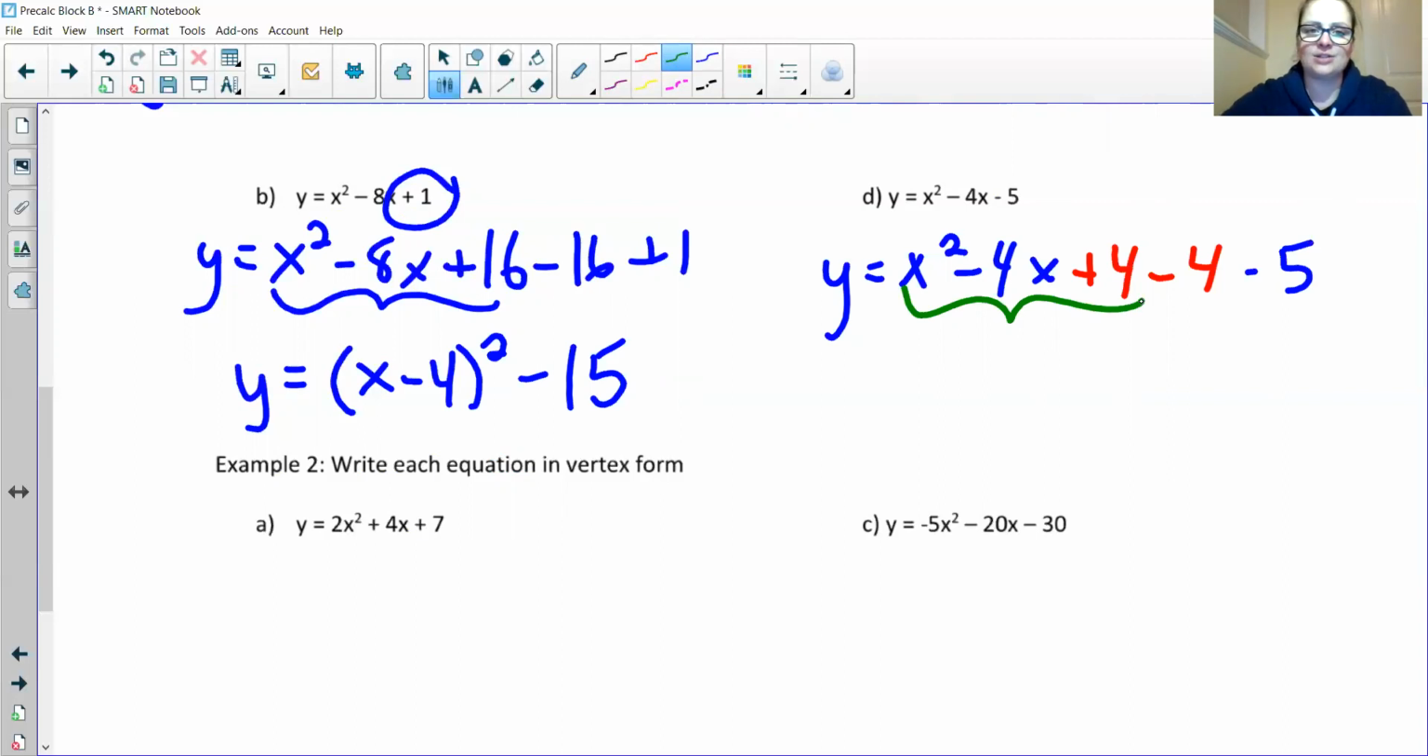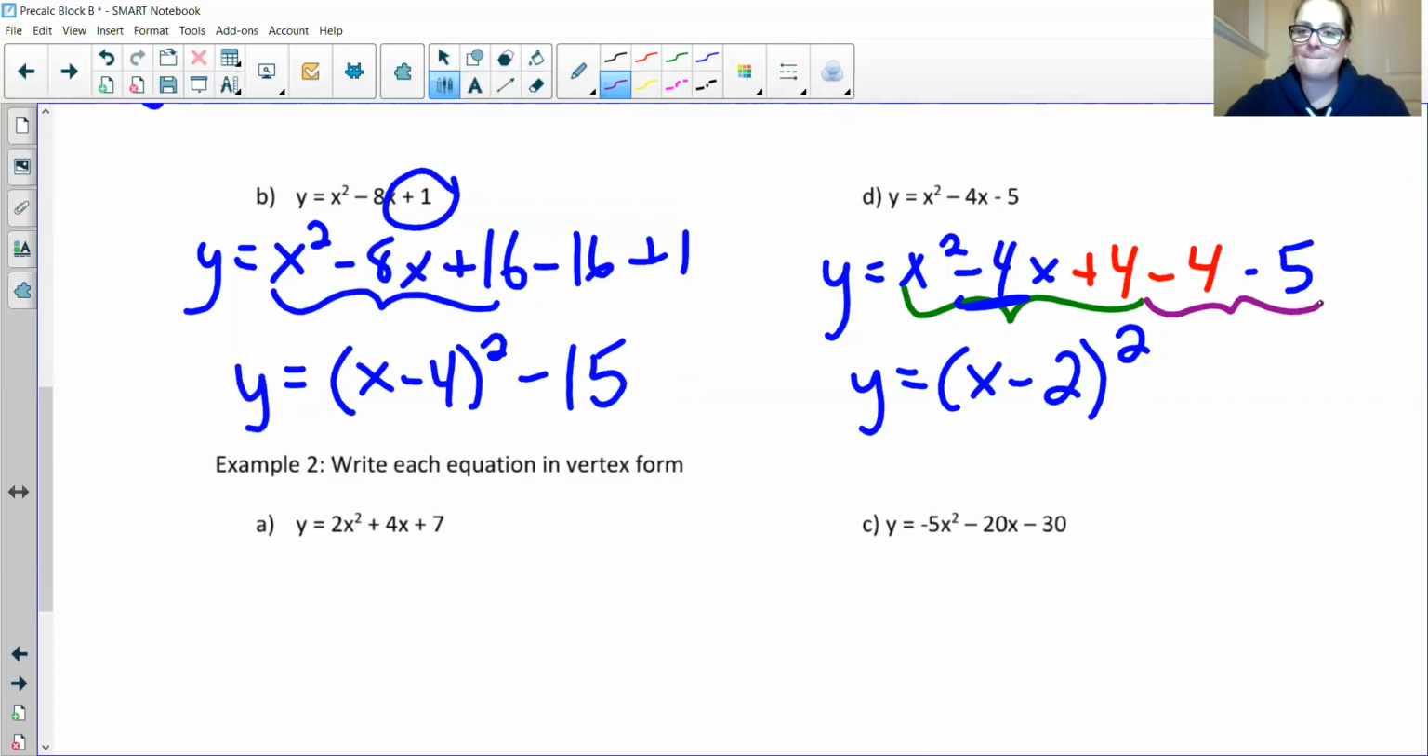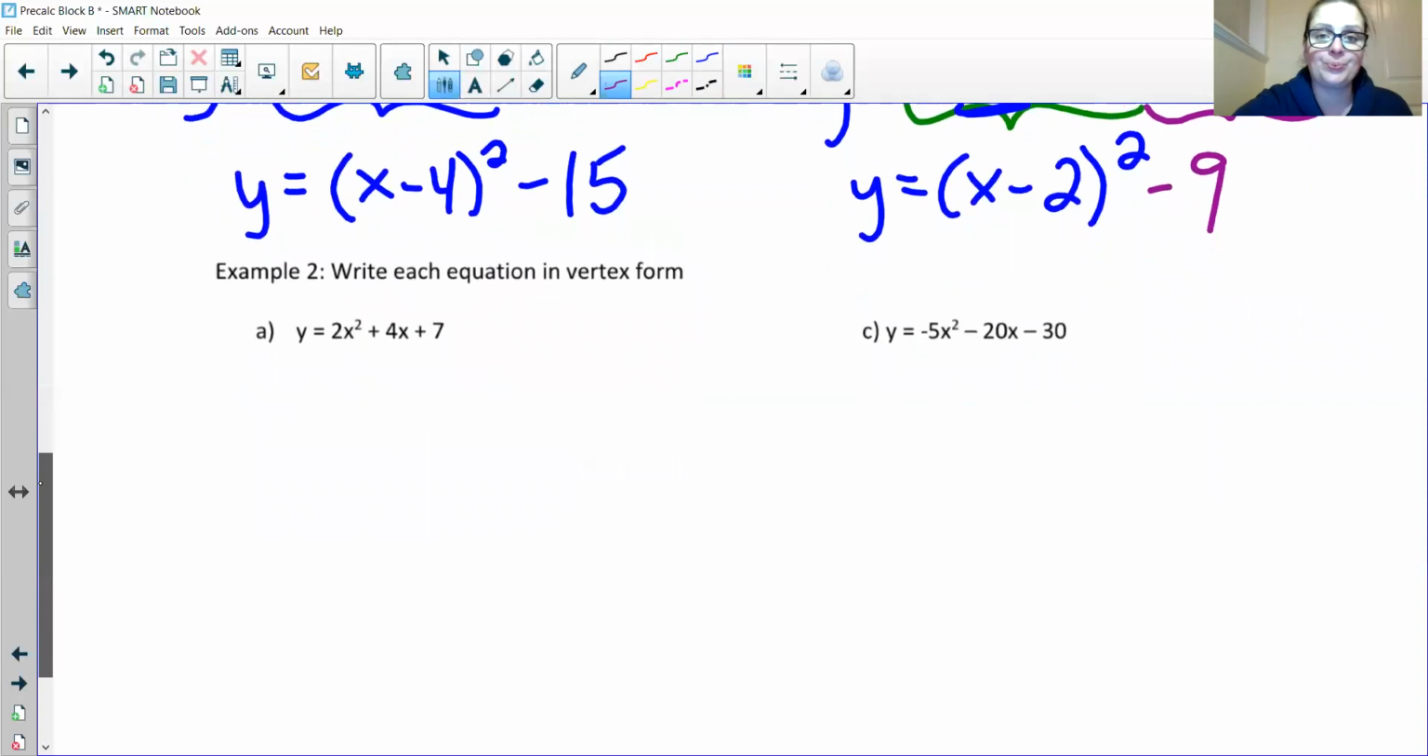Rewriting this as a trinomial square is going to give us y equals (x minus 2) squared, and because this one was negative, it's going to be negative in here. Half of 4, or the square root of 4, is 2, squared, and -4 minus 5 is going to be -9. Okay, so that's how we do it.